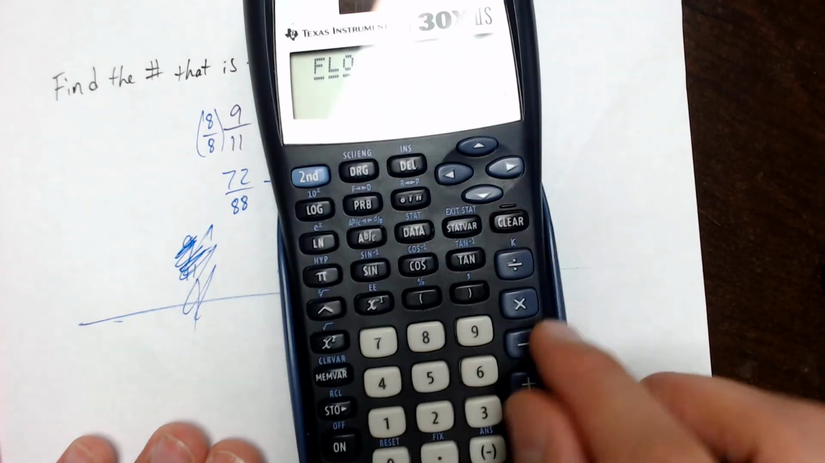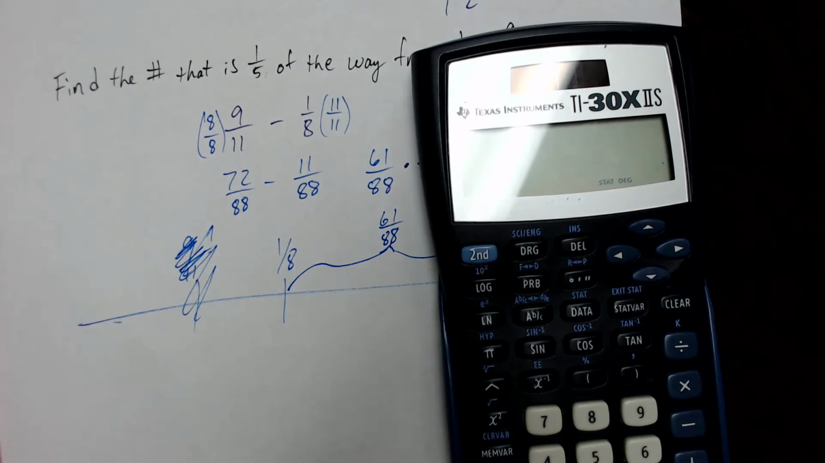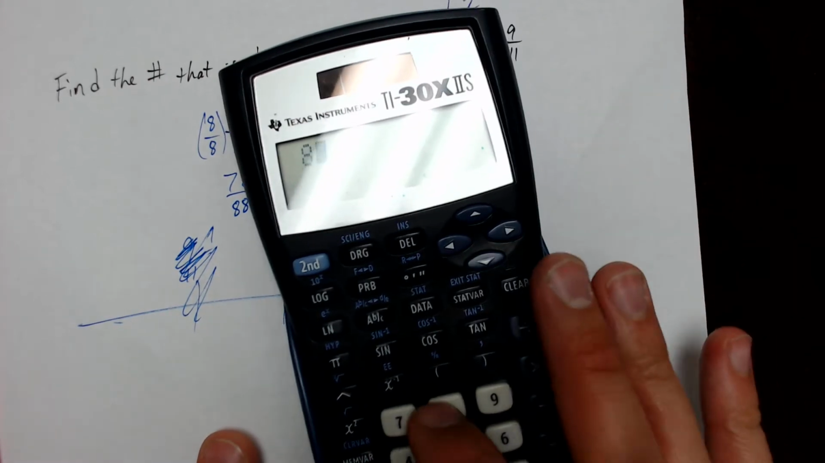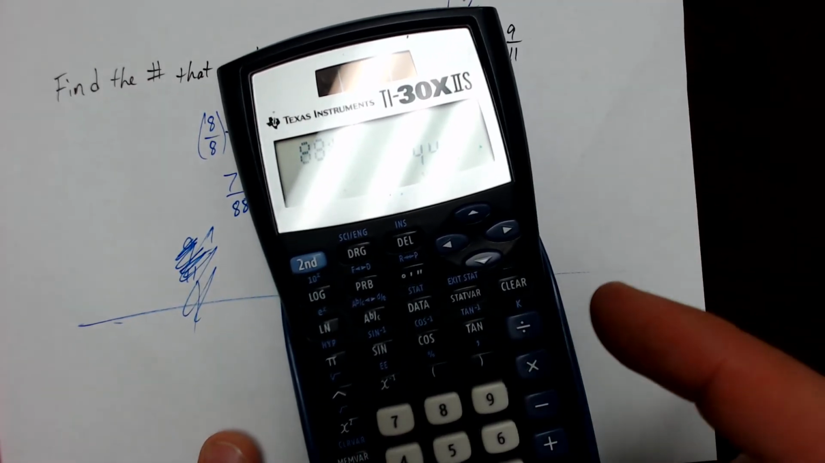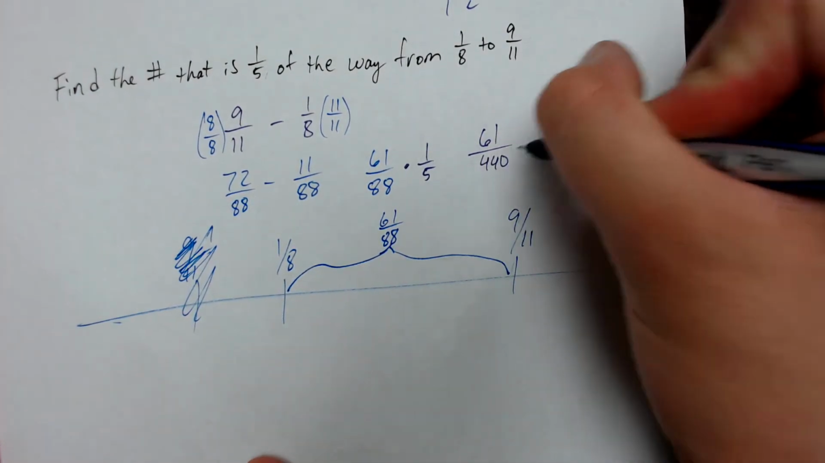So you can be super lazy, and you could do 88 times 5, or you can remember that 5 times 8 is 40, so 5 times 80 is 400, and then 400 plus 40 is 440. Or we could just type in 88 times 5, and we get 440. Cool. So 61 over 440.